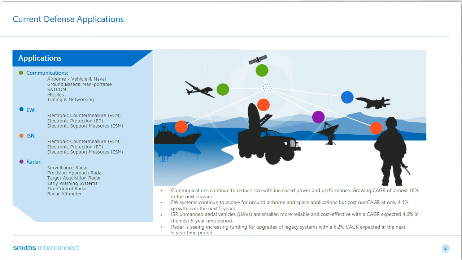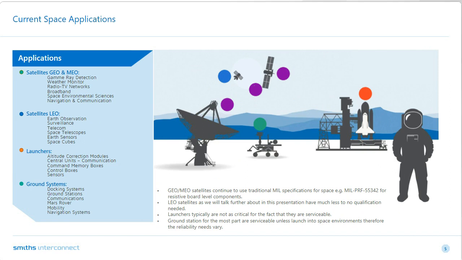Similarly, with space applications, items that are serviceable, like the ground radar systems, they're going to be in the launch systems. They're easily serviced, so the reliability is not as high as, say, maybe the GEO satellites and the MEO satellites. Whereas now we're seeing a lot of applications for the LEO satellites that the market isn't really requiring the same type of reliability that we've seen in the past.